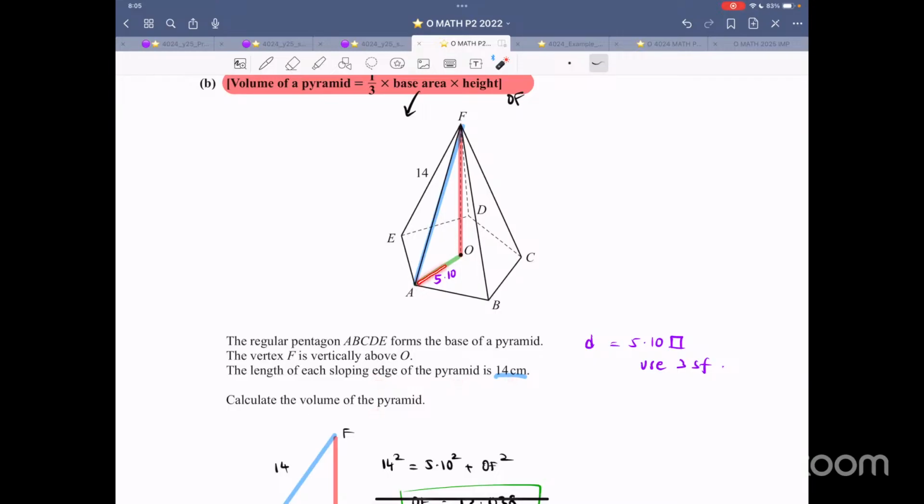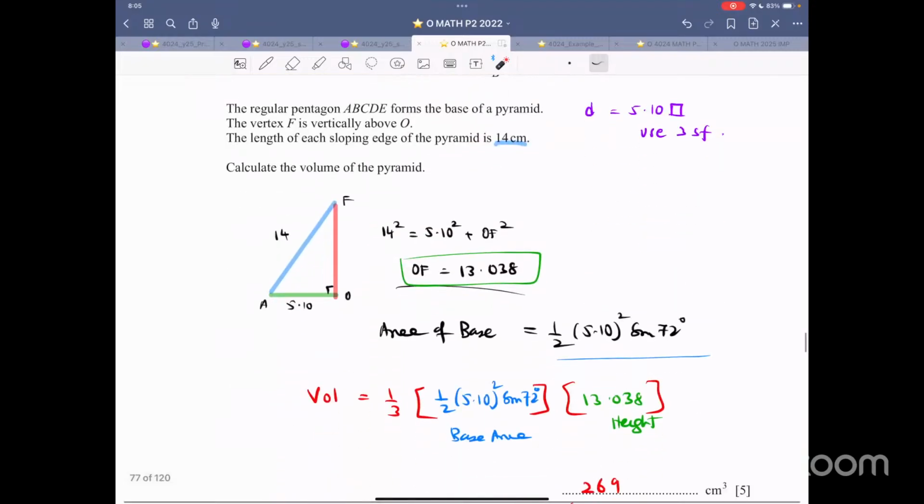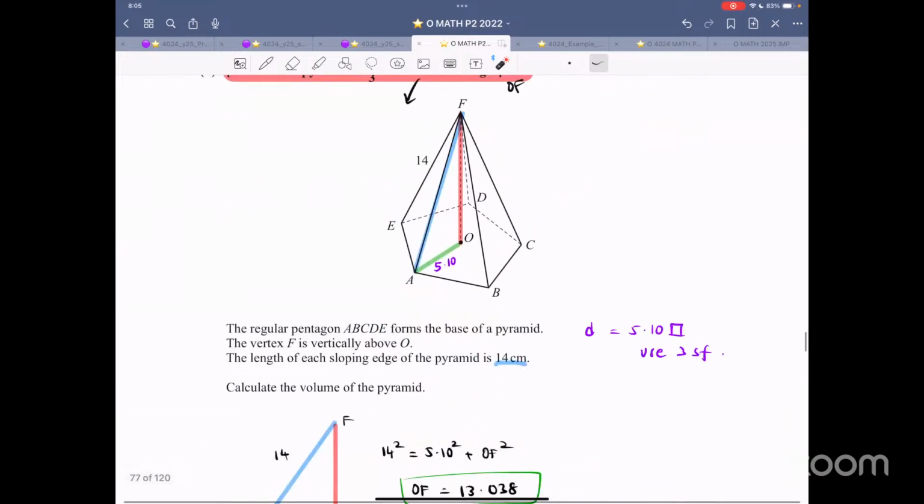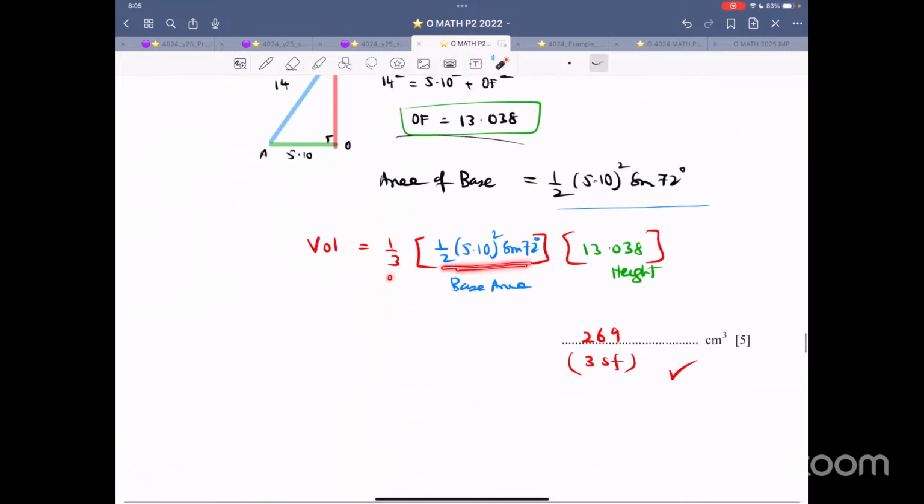So now focus on this. That is OA, which is 5.10. This is how much? This is the height that we are looking for, and the slant height is 14. So that is a right angle triangle that we are working with. And OF comes out to be 13.038. Area of base, half AB sine C. That's right from here, half AB sine C. So it's 1/3 base area into height, and then you get this answer.